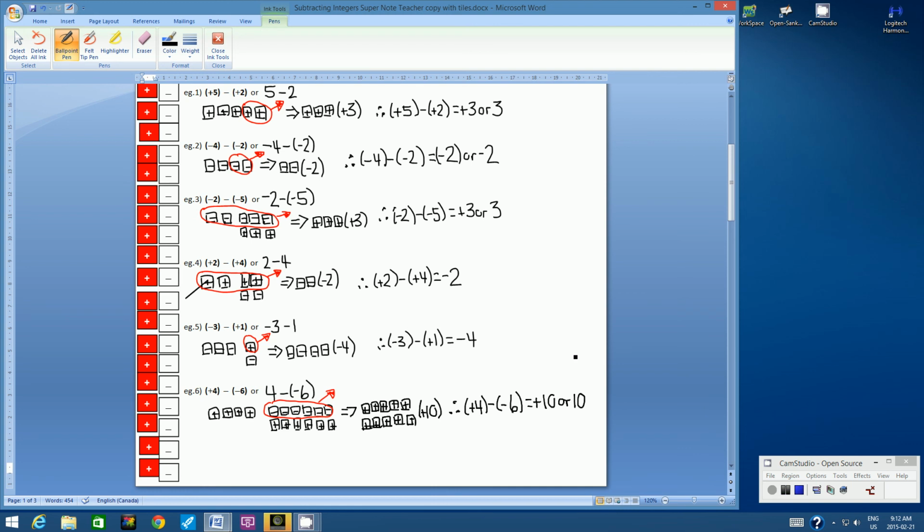Okay, so we went through 6 examples, the 3 different types of subtraction questions. Remember, example 1 and 2 are one style, example 3 and 4 are another style, and example 5 and 6 are the third style. Okay, I hope it's starting to make sense.